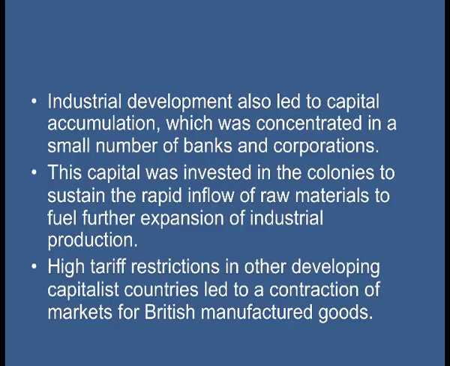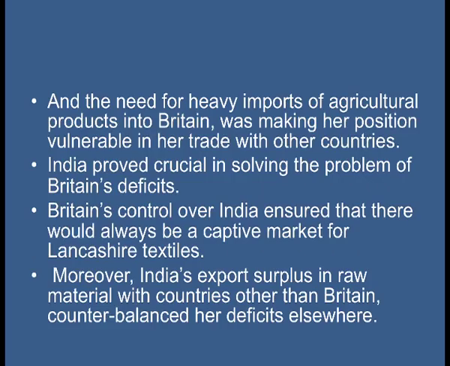High tariff restrictions in other developing countries led to a contraction of markets for British manufactured goods, and the need for heavy imports of agricultural production into Britain was making her position vulnerable in her trade with other countries. India proved crucial in solving the problem of British deficits. Britain's control over India ensured that there would always be a captive market for Lancashire textiles. Moreover, India's export surplus in raw material with countries other than Britain counterbalanced her deficits elsewhere.